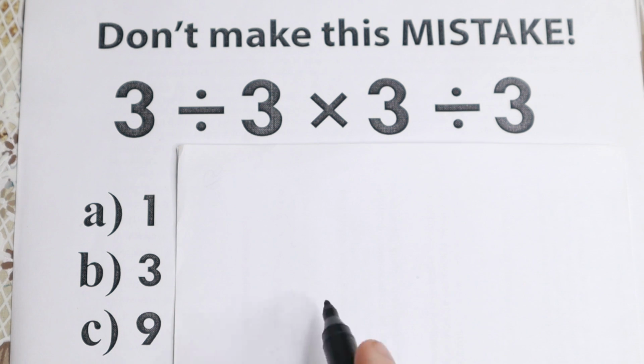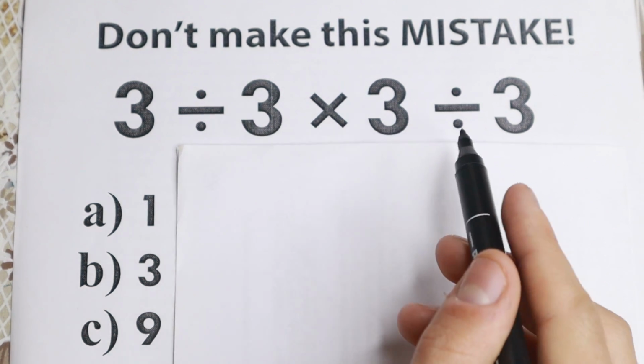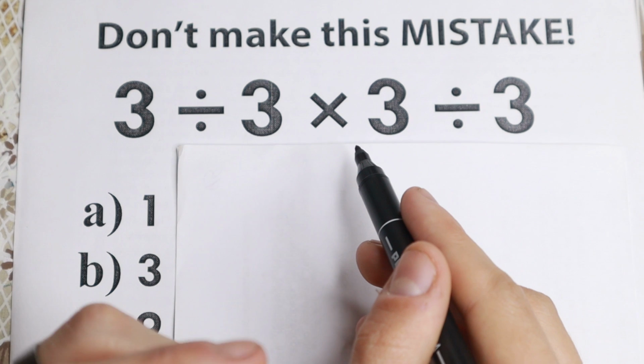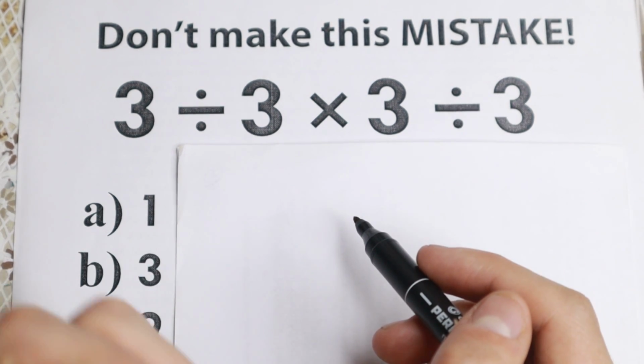You're going to be surprised that many of you are actually going to get this wrong. I don't need you to use your calculator, so here is the problem: 3 divided by 3 times 3 divided by 3. As you can see, no powers, only division, multiplication, no parentheses right here, and this is really great. So what is the answer?